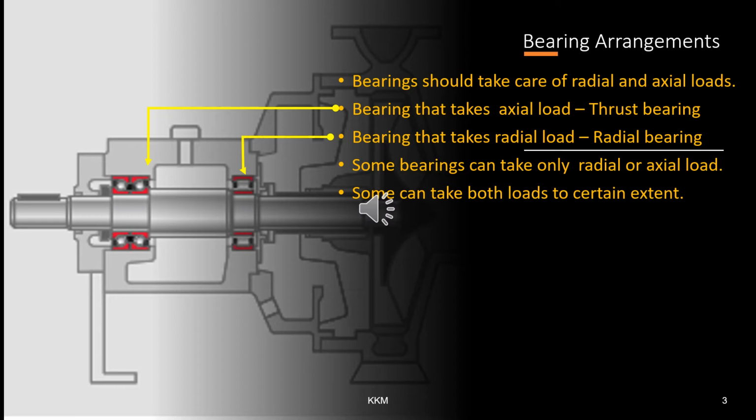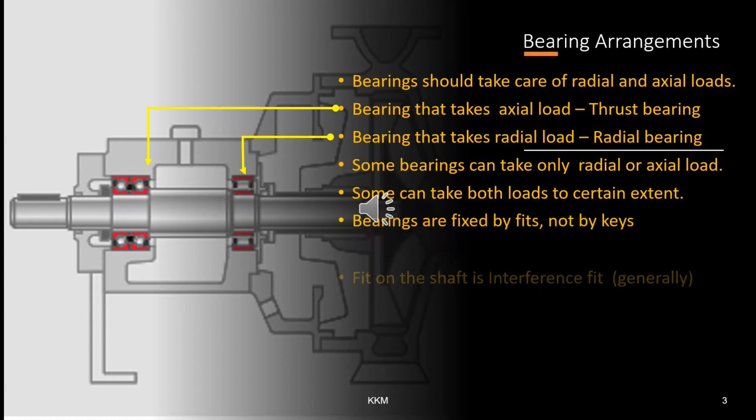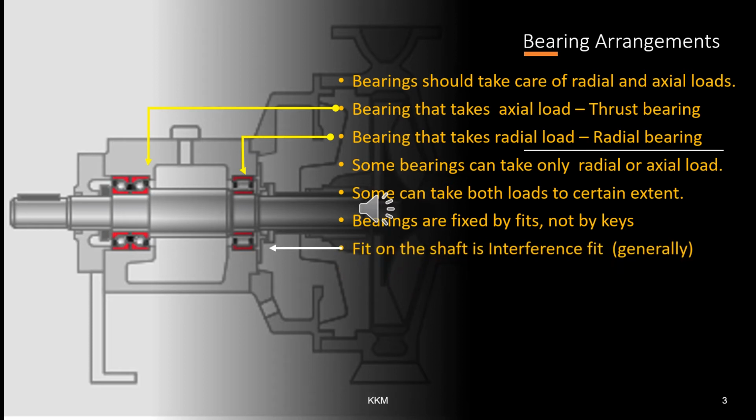Then the most important point here is that the bearings are fixed by fits and not by keys. The fit on the shaft is generally an interference fit. I said generally. The fit on the housing is generally a transition fit. We will now look at the types of fits.